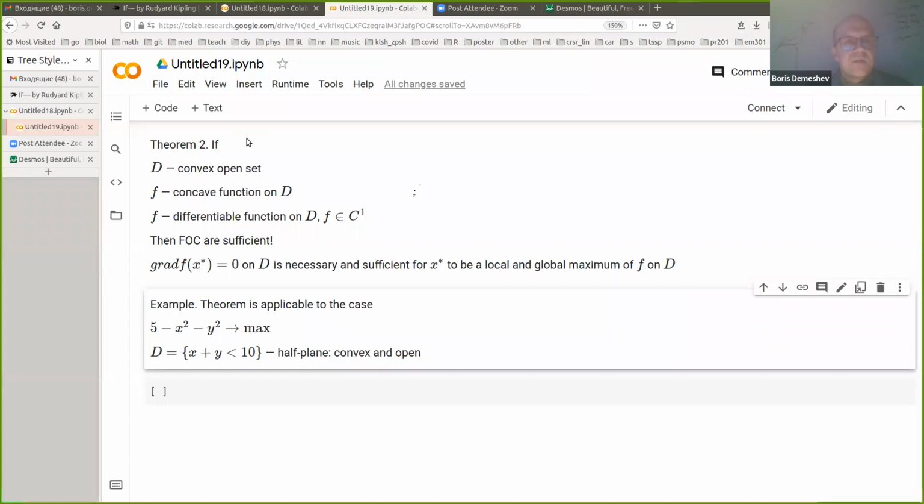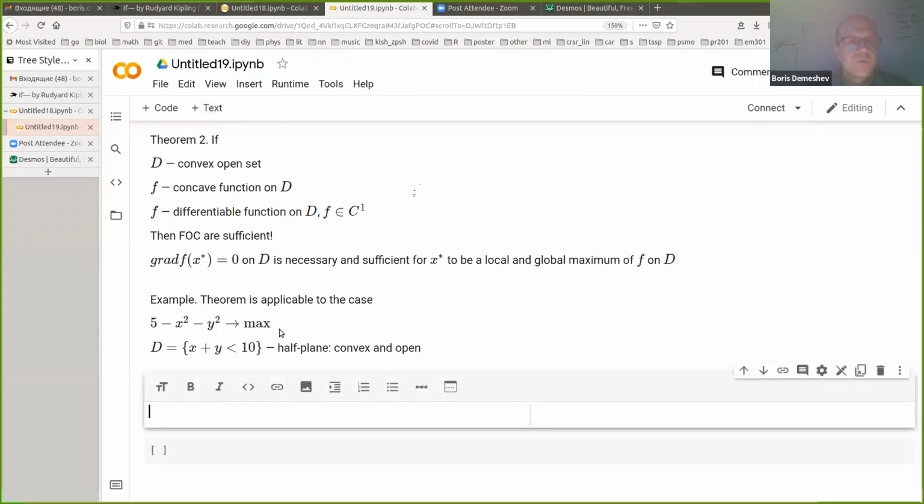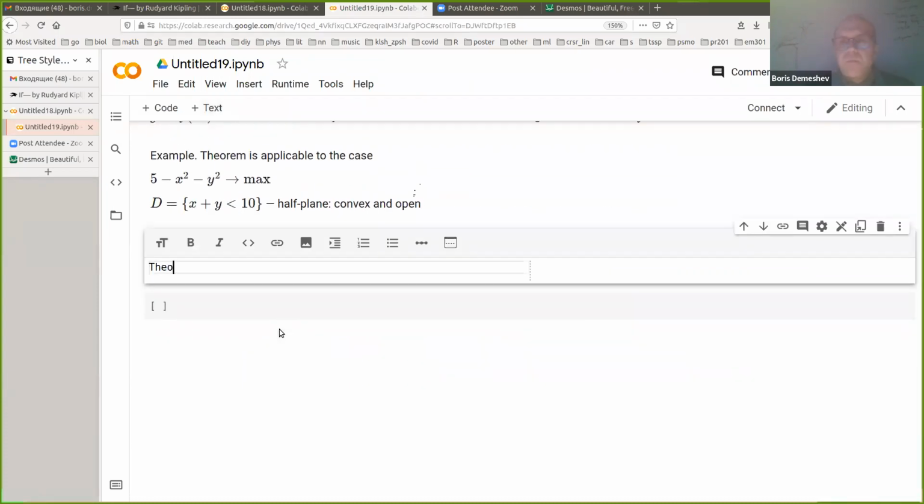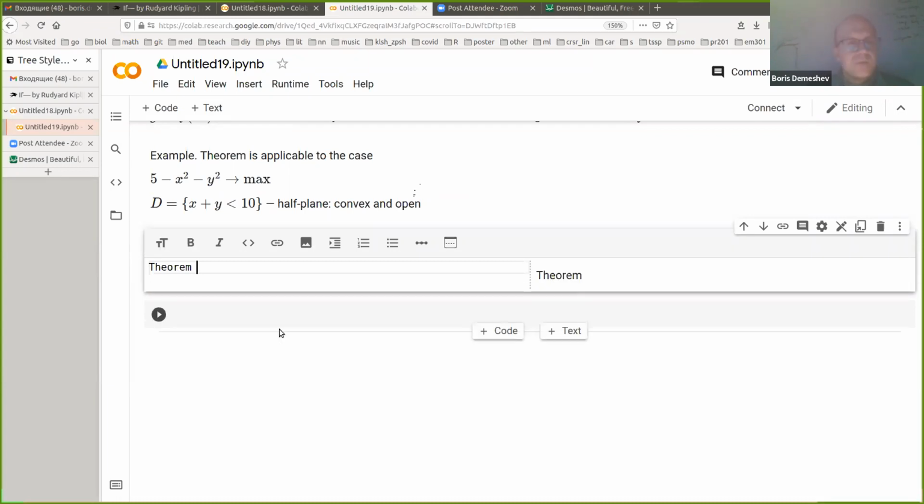Okay, and now finally, for inequality constraints that may be strict or non-strict. So finally, the main goal of the current lecture, theorem, let's say 3. It has even a name, Slater's condition.